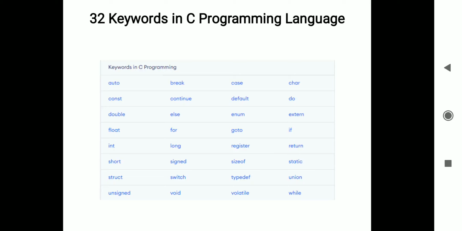We will see them one by one. First is auto, break, case, char, const, continue, default, do, likewise, etc.